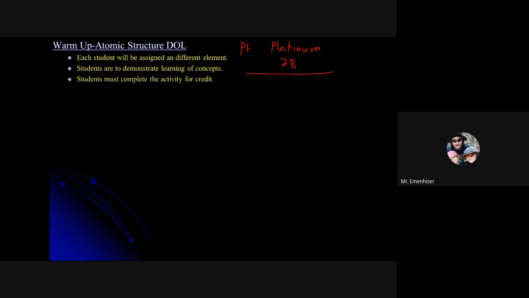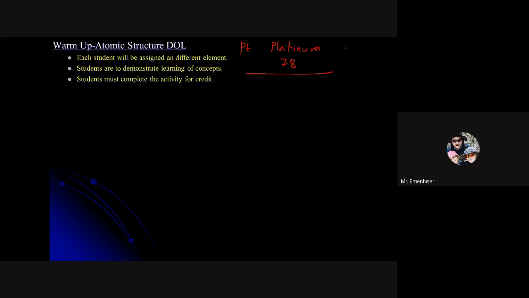So let me open up the DOL. And so we're going to put our first and last name in it. So I would type my first and last name on the Google form. And then I would click my class period. Today it'll be 1A or 4A. If you're B, then it'll be 1B, 3B, or 4B. So click your class, and then it says assigned element.